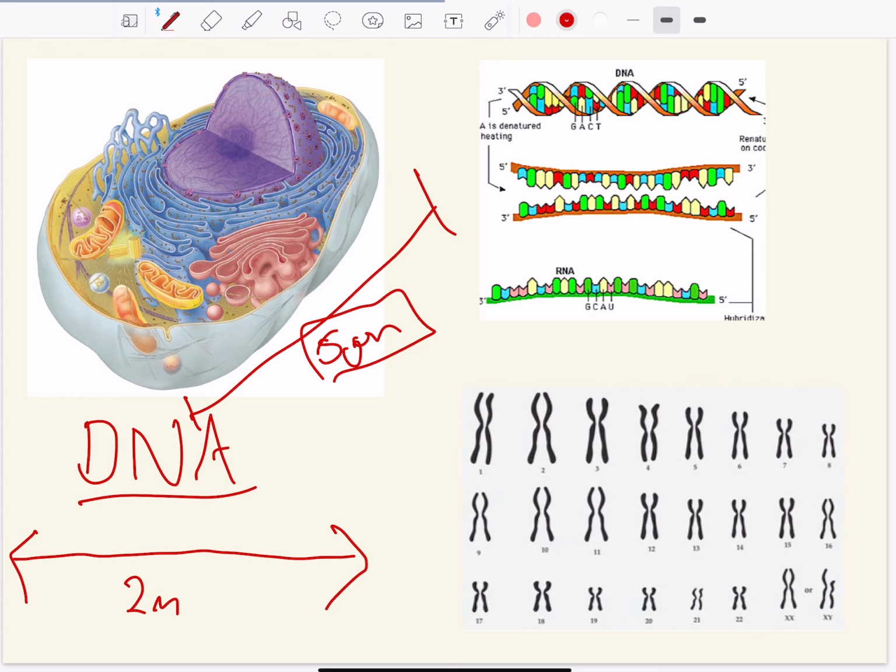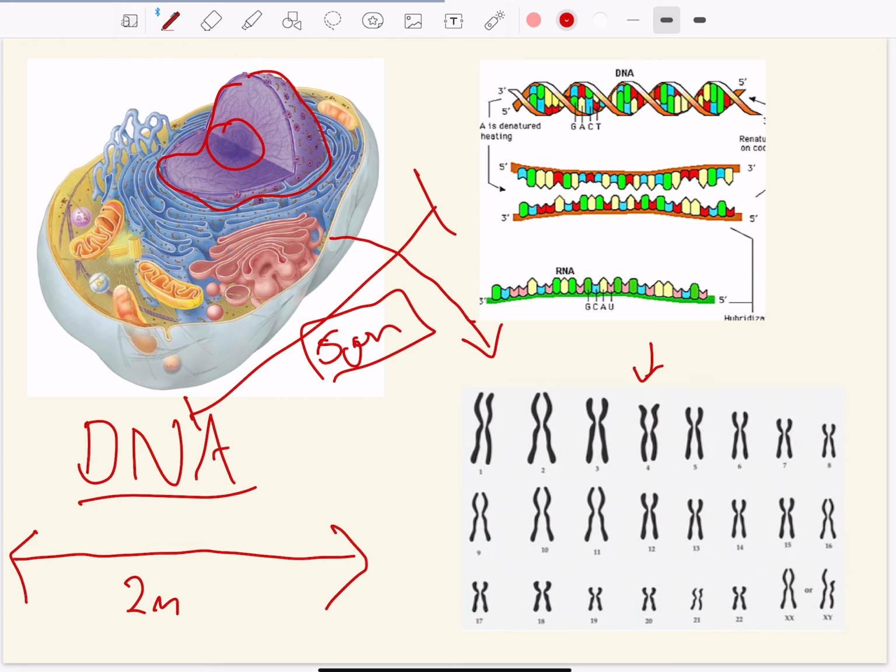So we've got to somehow jam it into the nucleus. This is the nucleus here. How do we get it in there? Well, we do it through folding the DNA into chromosomes. So within the DNA, we have chromosomes, which are segments of DNA that are squashed together. Now, if we were to do a karyotype, which is making sense of all your chromosomes, what we would see is something like this.